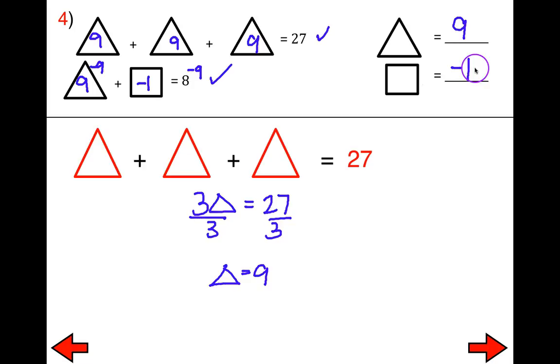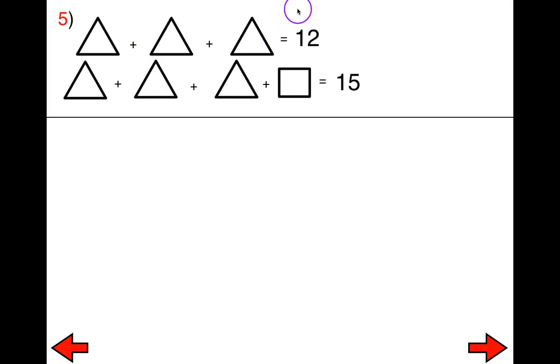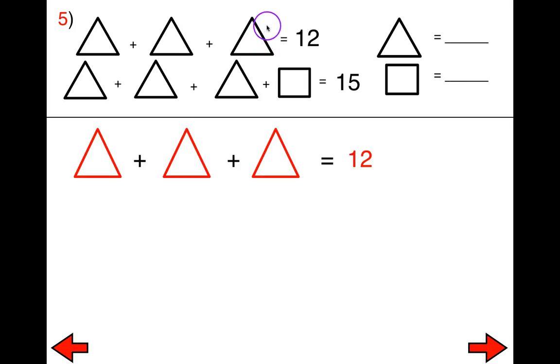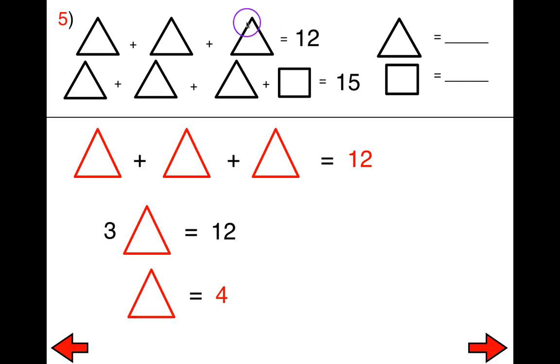Okay, so this one's very similar to the last one. We know that 3 triangles equals 12. Therefore, we can conclude that each triangle has to equal 4. So let's go ahead and replace these with 4. Well, 4 plus 4 plus 4 is 12. So we know that these 3 triangles represent 12. 12 plus a square equals 15, which means that this square has to equal 3. So now I know that a square equals 3, and of course a triangle equals 4.